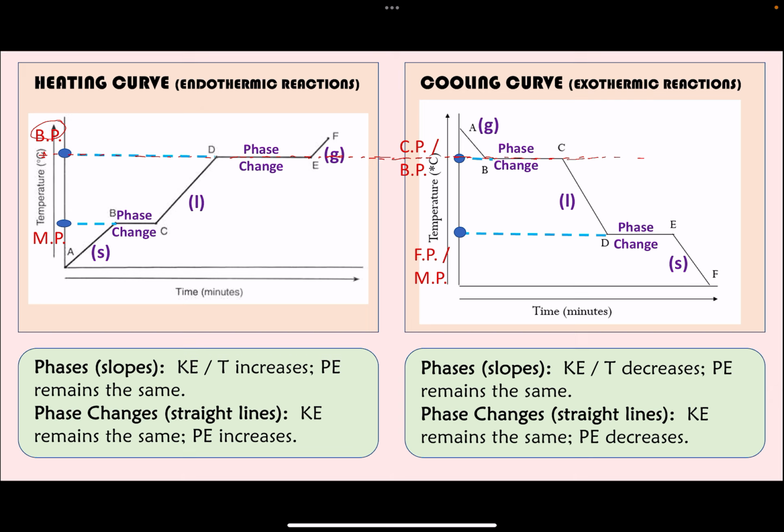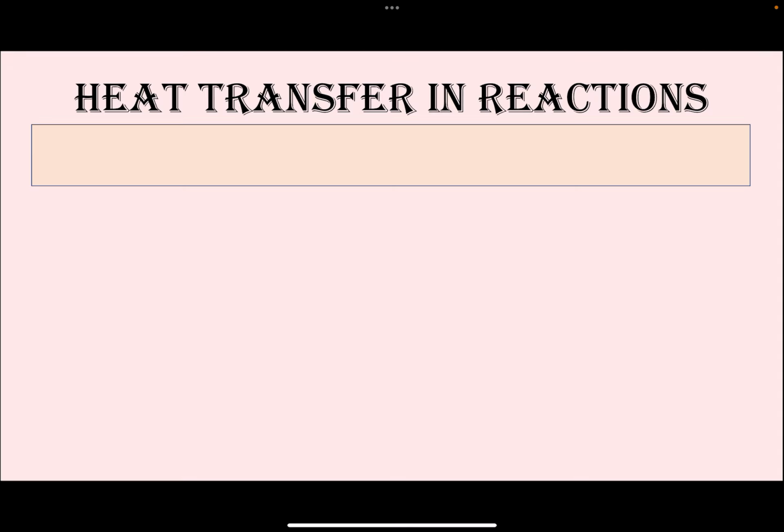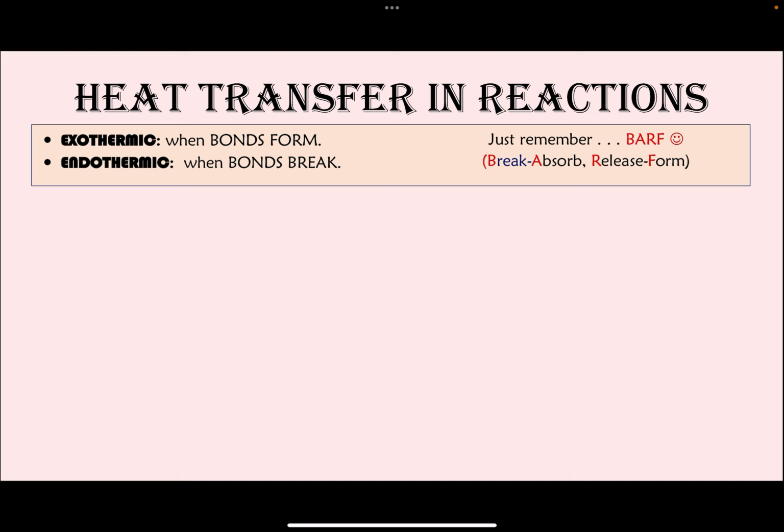Okay, so if we talk about the heat transfer in the reactions, remember that our reaction is exothermic when we are making the bonds, and it's endothermic when we are breaking the bonds, because we need to absorb the energy to break the bonds. So a quick acronym to remember that is BARF. BARF means break, absorb, release, form. When you're breaking the bonds, we absorb energy, and we release energy when we are forming the bonds.